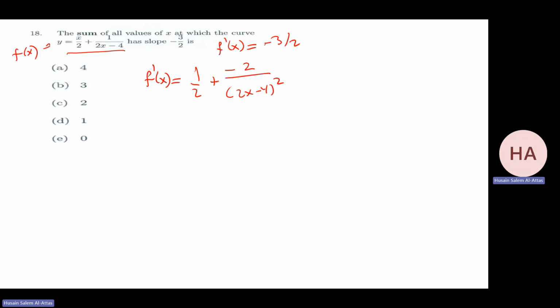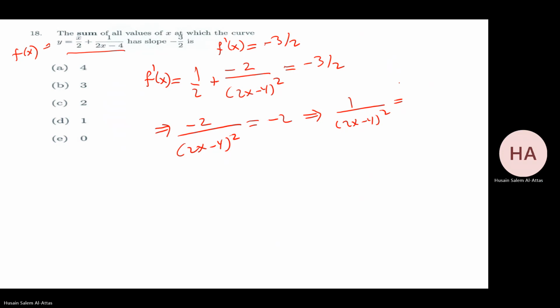Okay, so we say it's minus g prime over g square. That should be equal to minus 3 over 2. Now I solve this equation, see how many solutions we have, or what is the sum of x values. So x minus 2 over (2x minus 4) square equals what? Take half to the other side, so it will be minus 2. That means 1 over (2x minus 4) square is equal to 1. So that means (2x minus 4) square is equal to 1. Take the square root. So 2x minus 4 equals plus or minus 1.